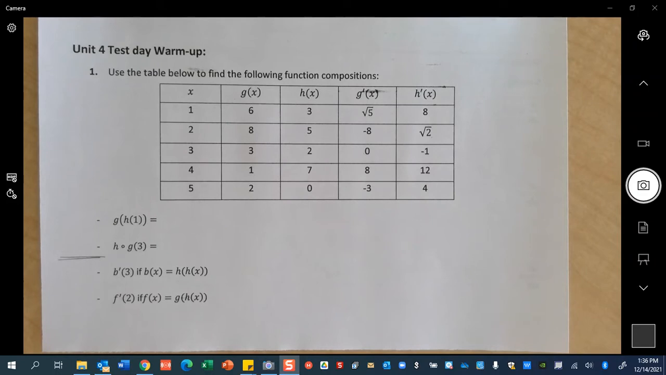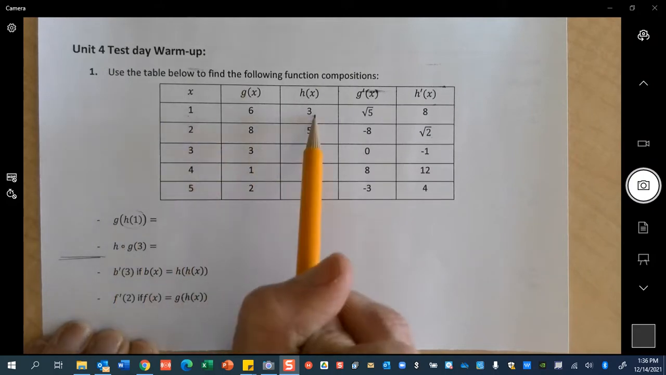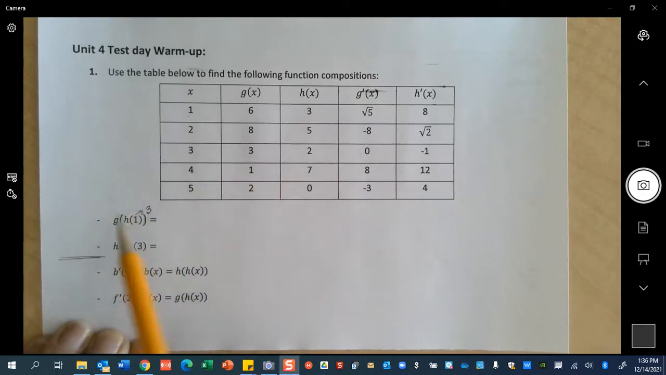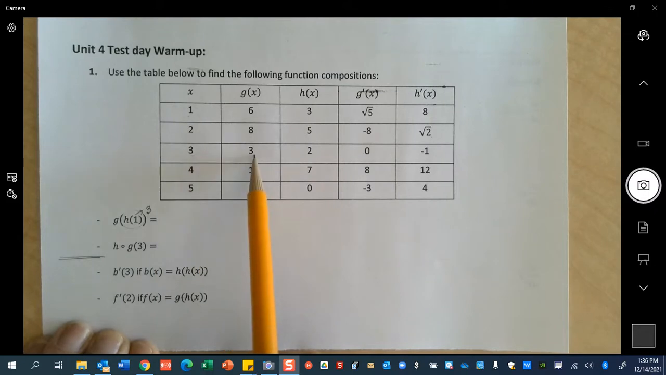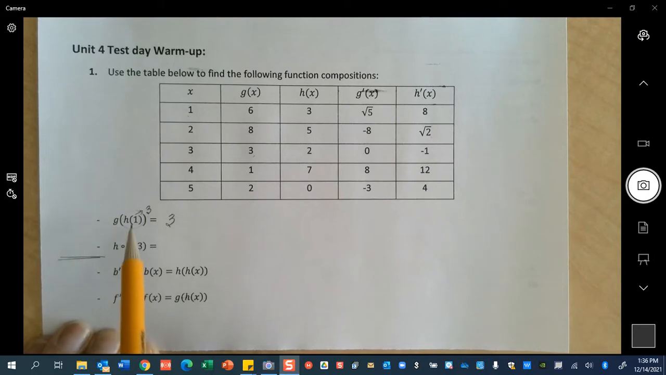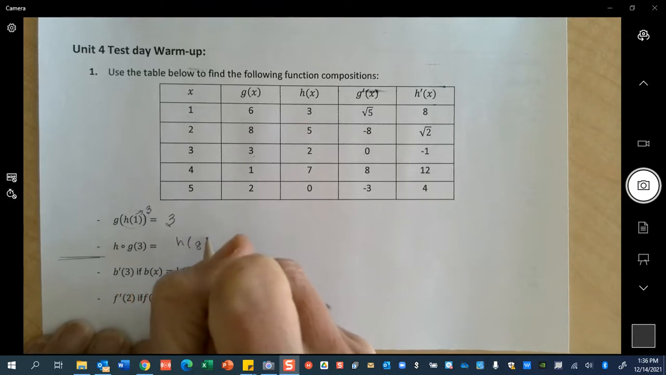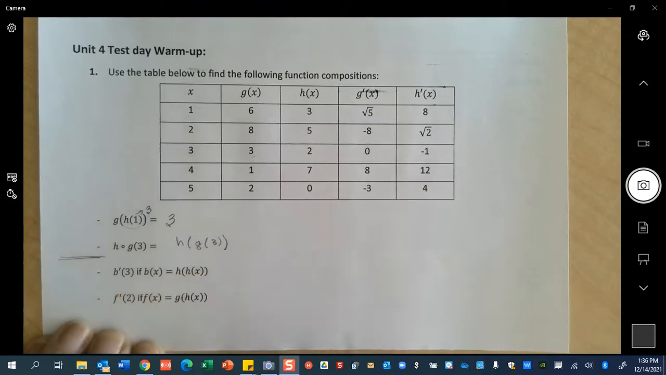Okay, these first two, that's algebra 2. That's a composite function. That's a function within a function. So what this means is, take care of this first. Tell me when 1 goes into H, what comes out? 3. So then when 3 goes into G, what comes out? What you need to know is these two things say the same thing. So if you want to rewrite this as H of G of 3, you can. 3 goes into G, what comes out?